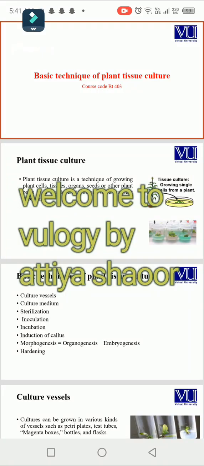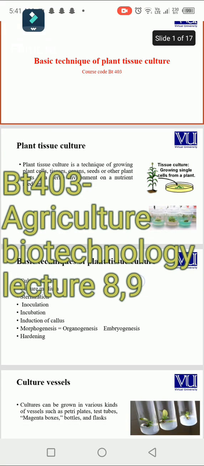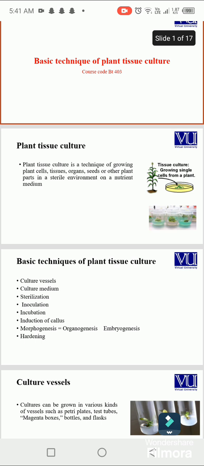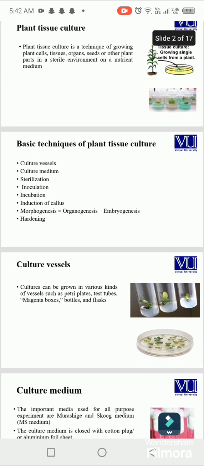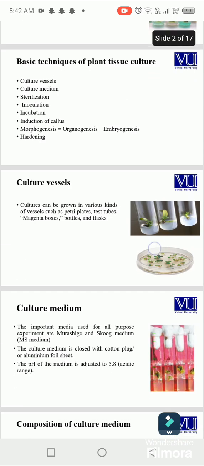Technique of plant tissue culture. Plant tissue culture is a technique of growing plant cell tissues, organ seeds, or other plant parts in a sterile environment on a nutrient medium. Basic techniques of plant tissue culture: culture vessels, culture medium, sterilization, inoculation, incubation, callus, morphogenesis (organogenesis plus embryogenesis), hardening.